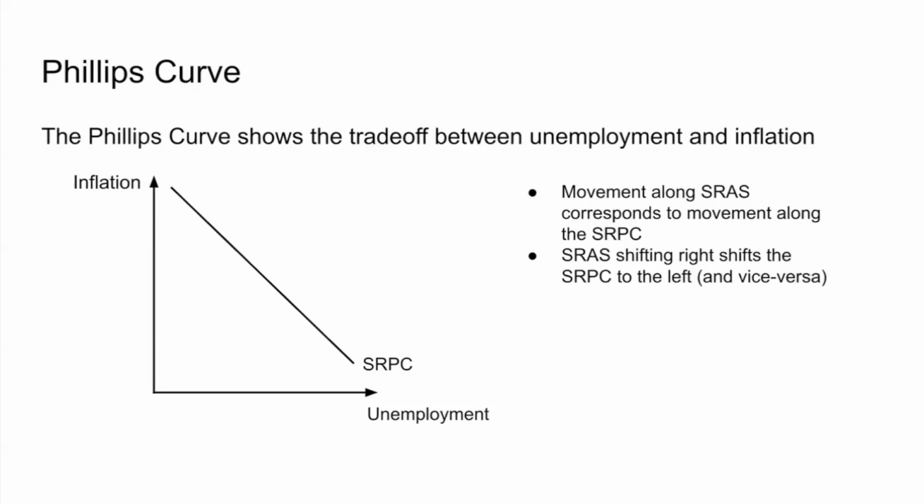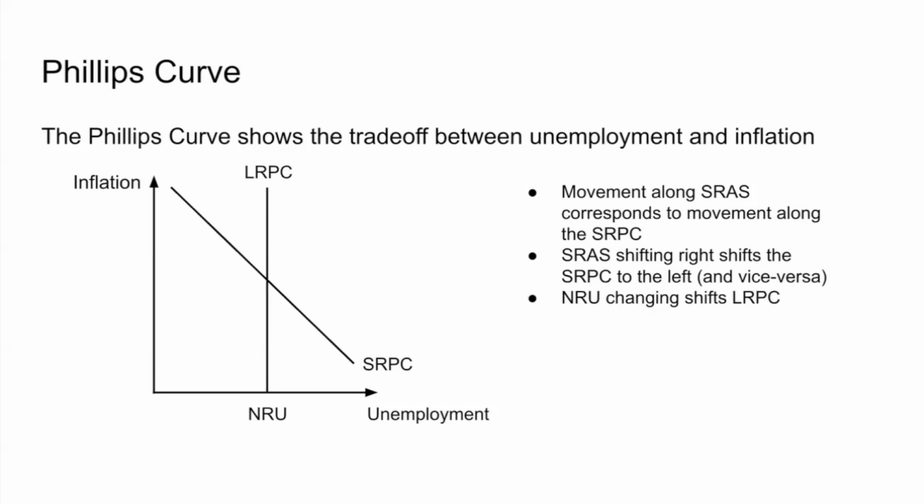The Phillips curve shows the trade-off between unemployment and inflation. So we have inflation on the vertical axis and unemployment on the horizontal axis. And as we've seen in Unit 3, the short-run aggregate supply curve shows a trade-off between unemployment and inflation, and the full trade-off is graphed in the Phillips curve. So a movement along the short-run aggregate supply curve would correspond to a movement along this short-run Phillips curve, which is downward sloping. Whereas short-run aggregate supply shifting to the right would shift the short-run Phillips curve to the left and vice versa. This is because a rightward shift of short-run aggregate supply means lower price levels and lower unemployment, so the short-run Phillips curve should shift to the left.